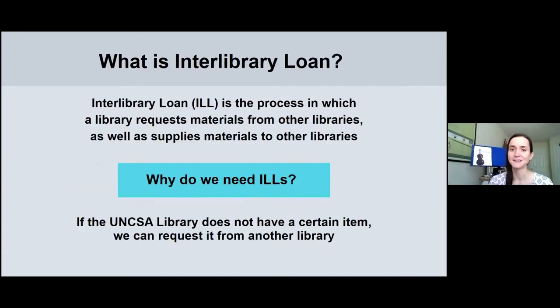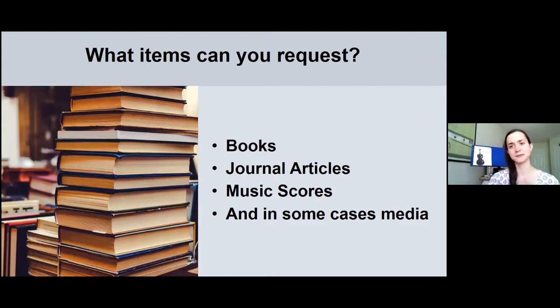So what is ILL? Interlibrary loan is the process in which a library requests materials from other libraries as well as supplies materials. Why do we need it? If we do not have a certain item in our library, we can try to request it from a different library that may have it. What type of materials can you request? You can request books, journal articles, music scores, and in some rare cases, media such as DVDs or CDs, but it's really up to the lending library to figure out if they want to lend that to us or not.